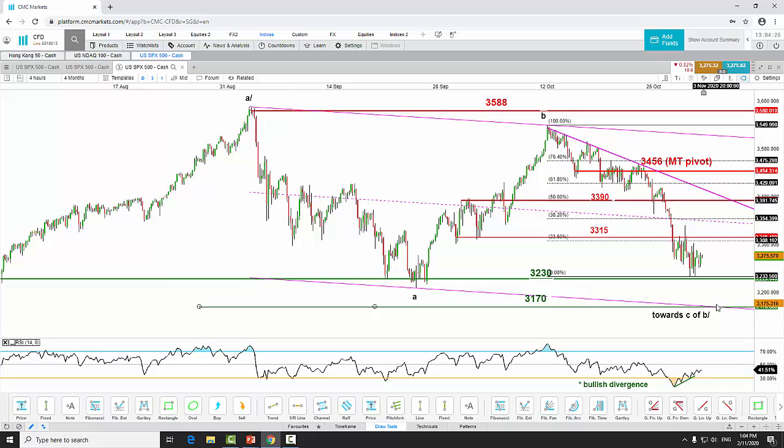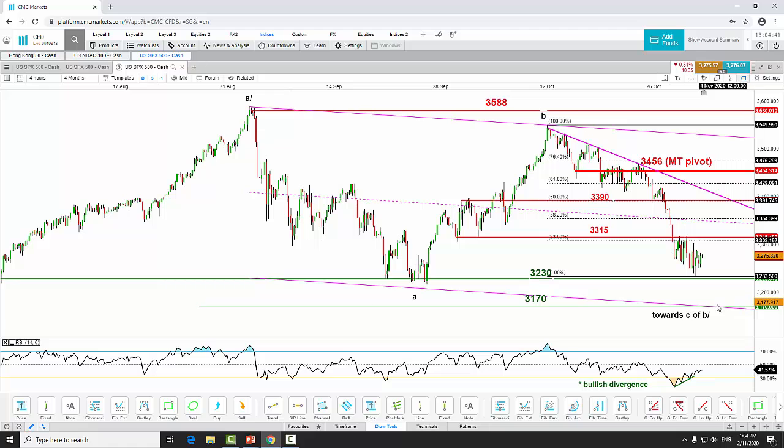So what it means is that the strategy we could see this coming week is, yes, we may start to see a snapback rally towards 3315, 3390, as long as 3456 holds. We could see another leg down to retest 3230, then breaking below 3230 could take us down to 3170.